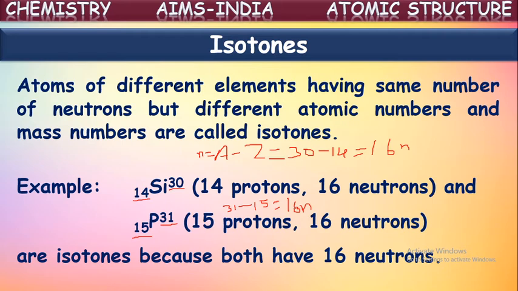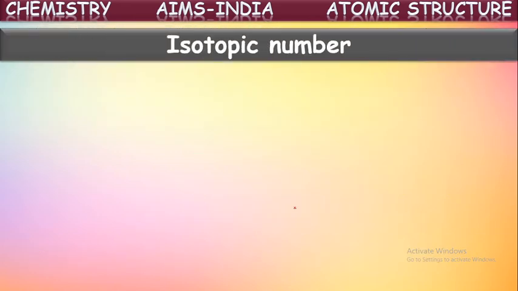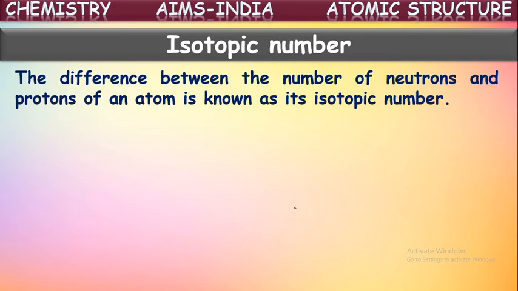Next comparison, isotopic number. This is the difference between the number of neutrons and protons of an atom. Isotopic number is defined as the difference between the number of neutrons and protons of an atom.